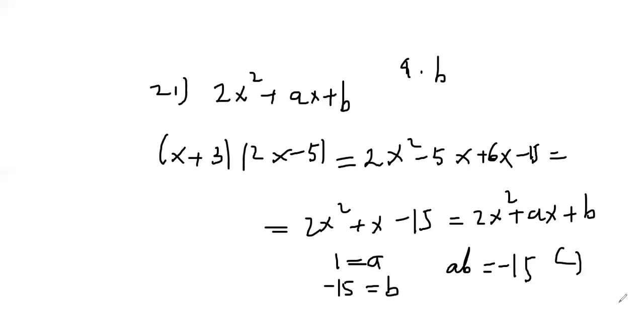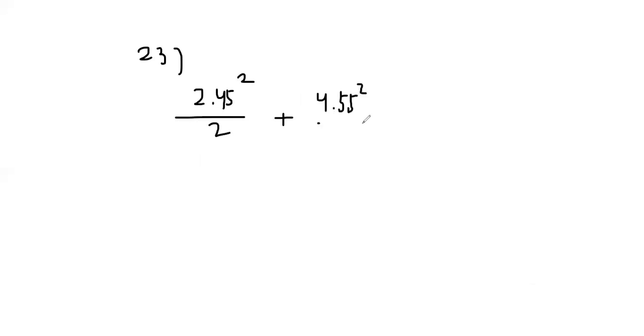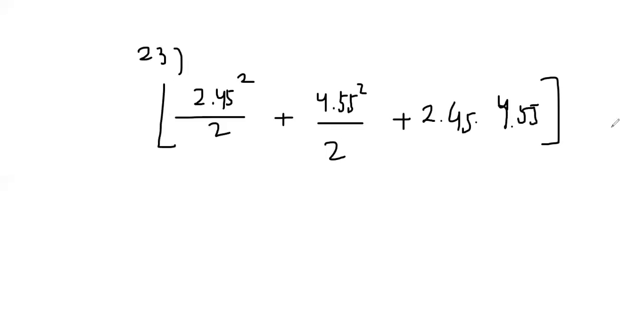I would like to continue to the next one, number 23. And it is again a calculation of this, divided by 2 plus 4.55 squared divided by 2 plus 2.45 times 4.55, and this all in brackets times 2. So what is wise to do here? We can just multiply and open the brackets.